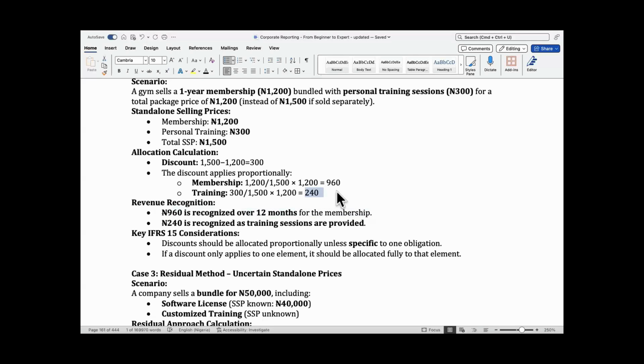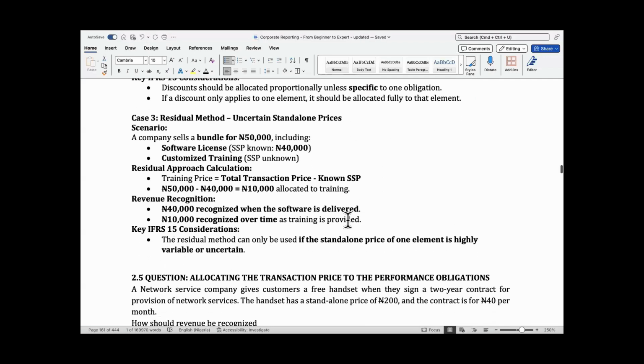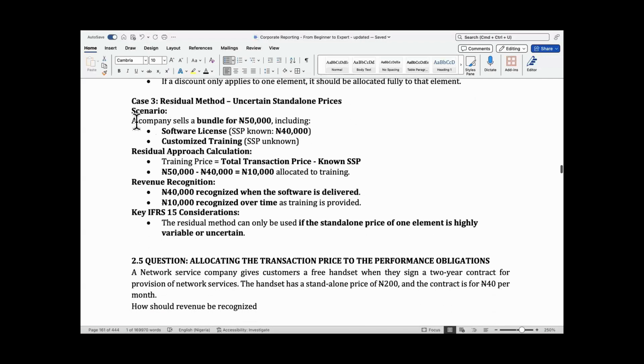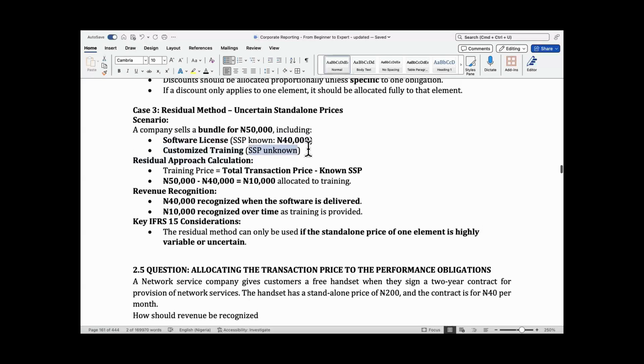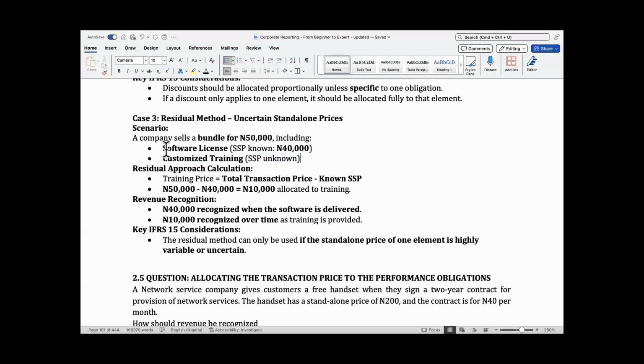That's the idea of allocating transaction price in the proportion of standalone selling prices. Look at this one. A company sells a bundle for 50,000 naira, and this bundle includes a software license. The standalone selling price of the software license is 40K. Customer training, we don't know the standalone selling price for that. But what we know is that these two services, the company sells them for 50,000.